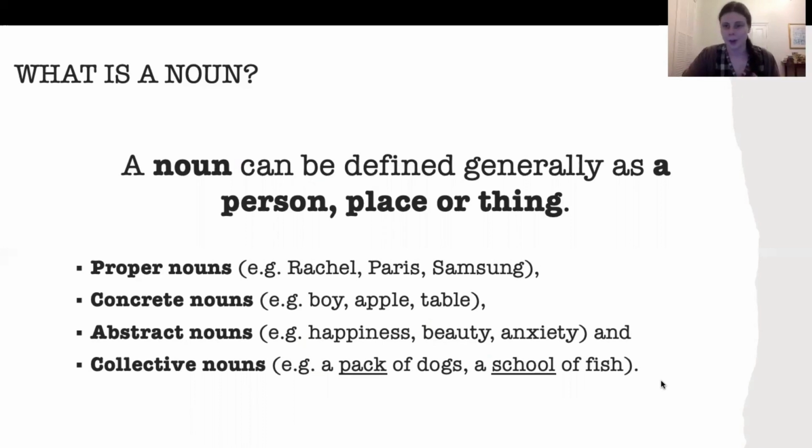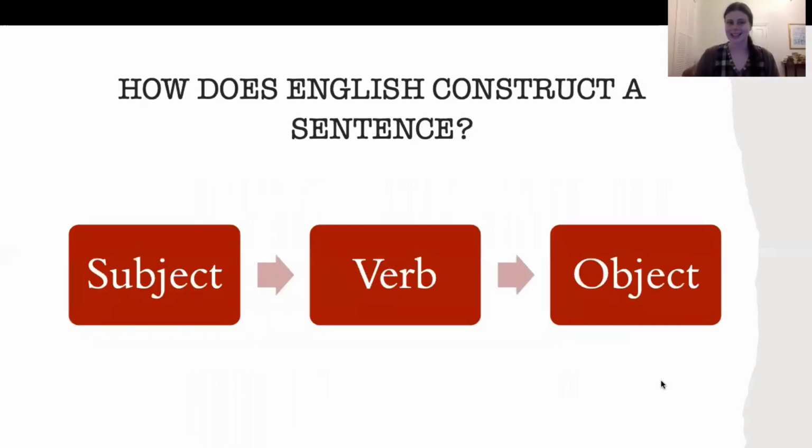Okay, so we've got what a noun is. Now let's look at how English constructs a sentence. So English constructs a sentence in the most basic form by combining nouns with verbs. So generally, if we want to construct a normal sentence, we're going to need a subject, which is the noun which is doing the action of the verb. Then we've got the verb, which is the action of the sentence. And then we've got the object. So this is the noun that is receiving the action of the verb.